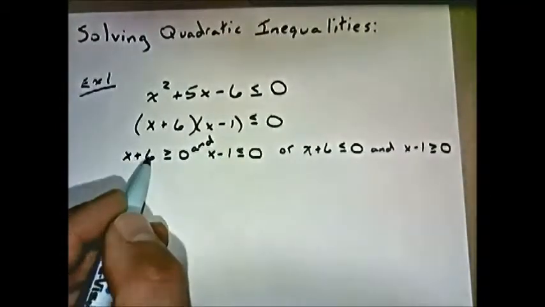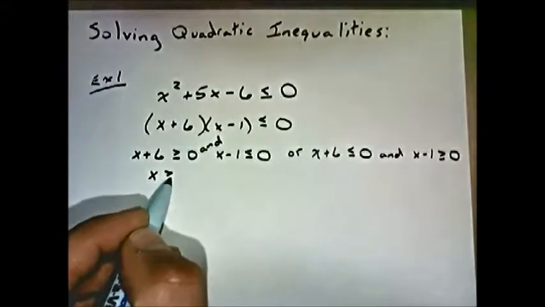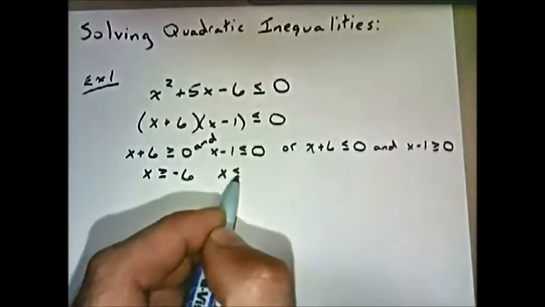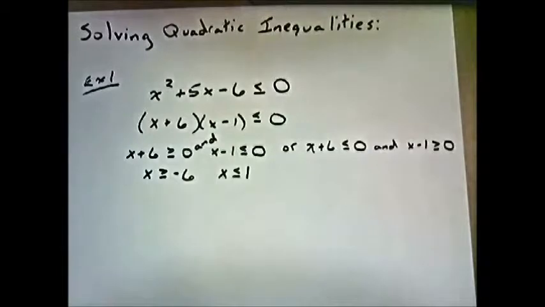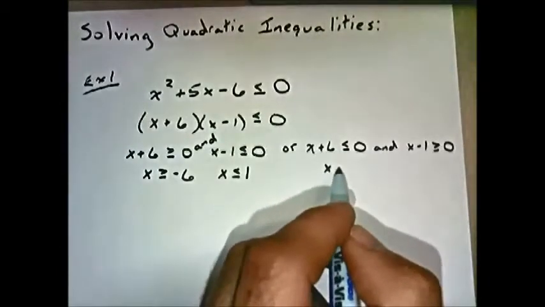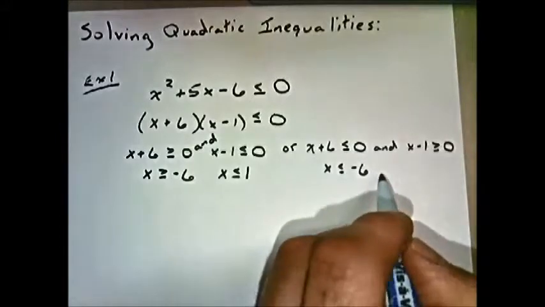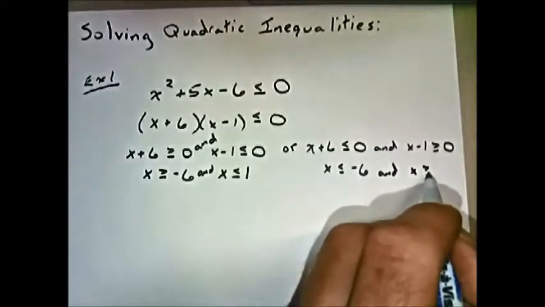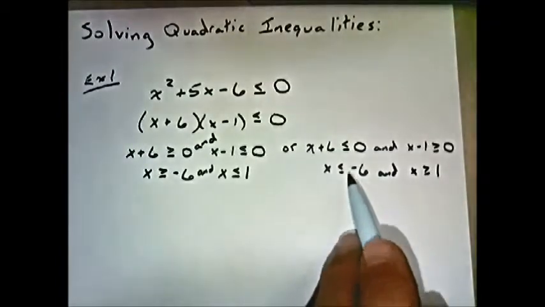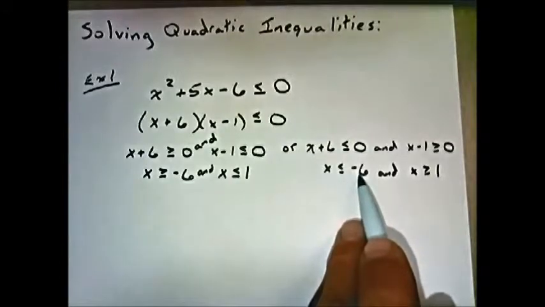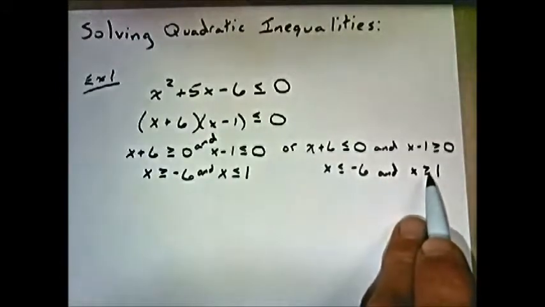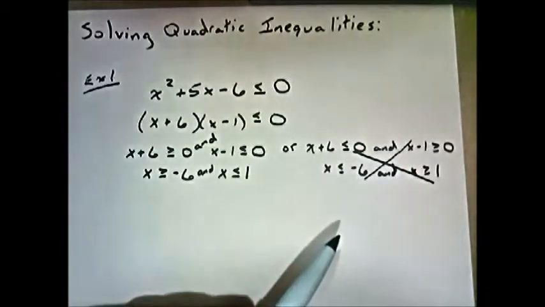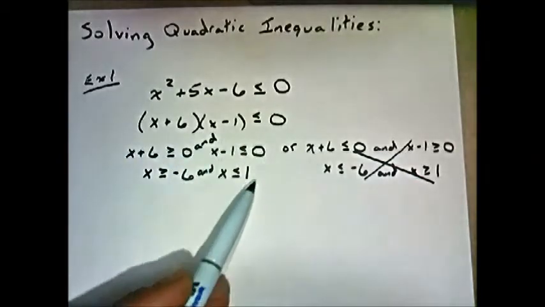Solving this, subtract 6 from both sides, so we have x is greater than or equal to negative 6, and x is less than or equal to 1. In the other case, we have x is less than or equal to negative 6, and x is greater than or equal to 1. In this case, we cannot be less than or equal to negative 6 and be greater than or equal to 1. So this solution we can go ahead and get rid of. So we're really only interested in this.